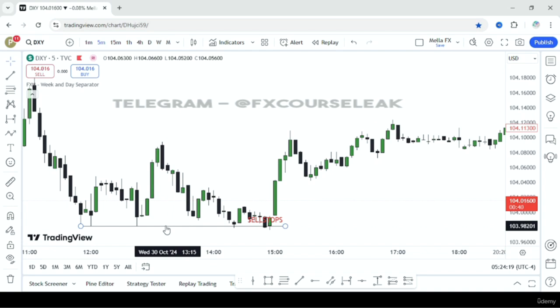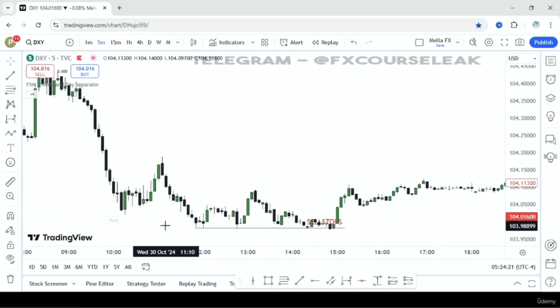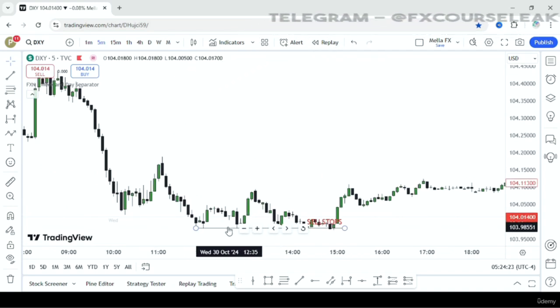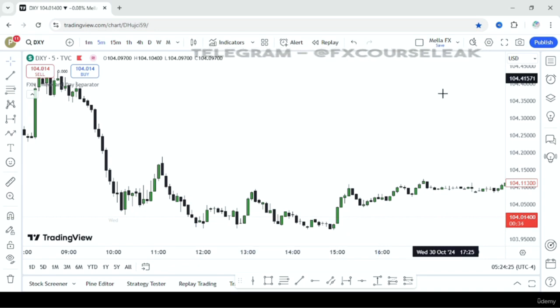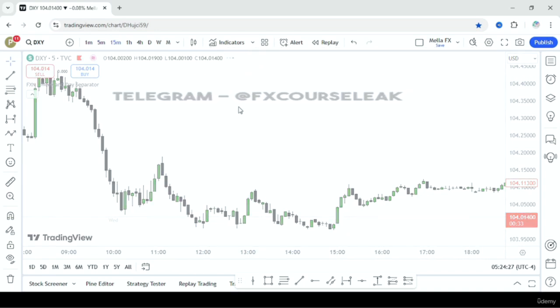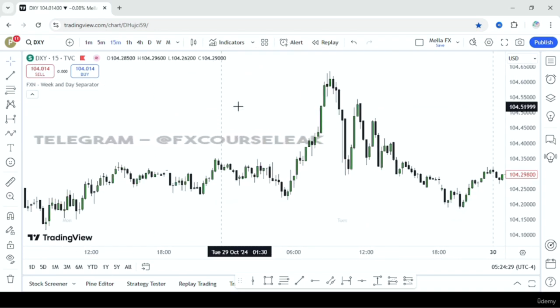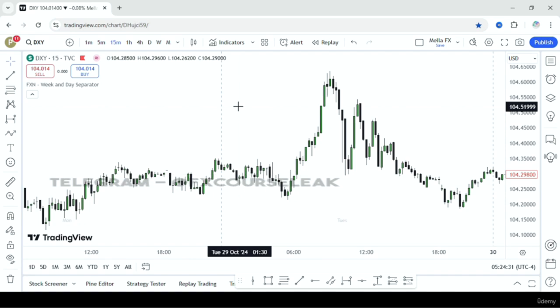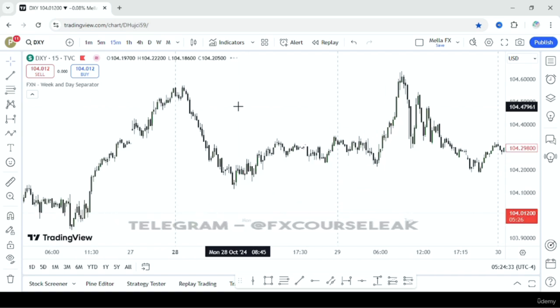So go back in your charts, look for more examples. There are many examples in different time frames. In the 15 minutes, you get many examples. The lower the time frame you go, the more examples you get.